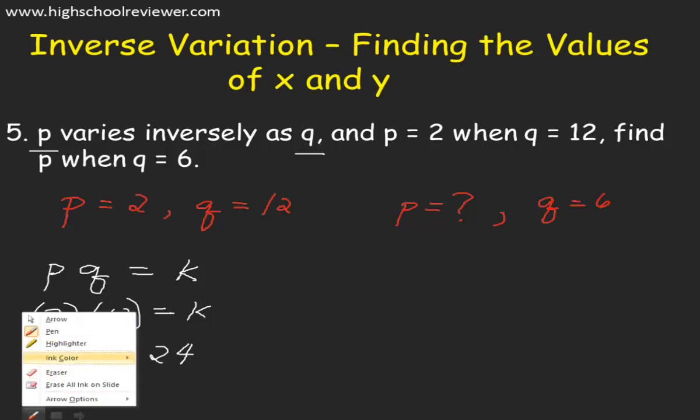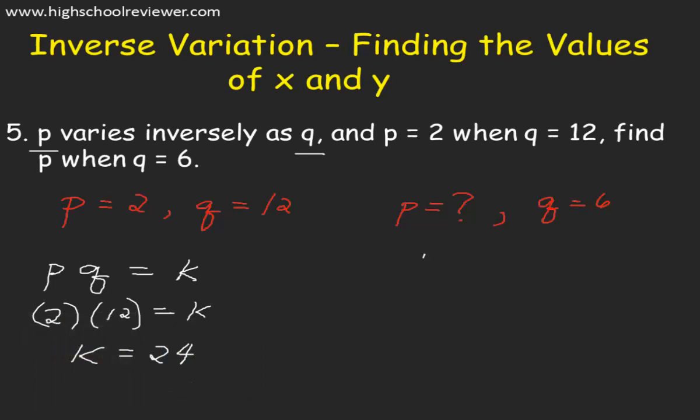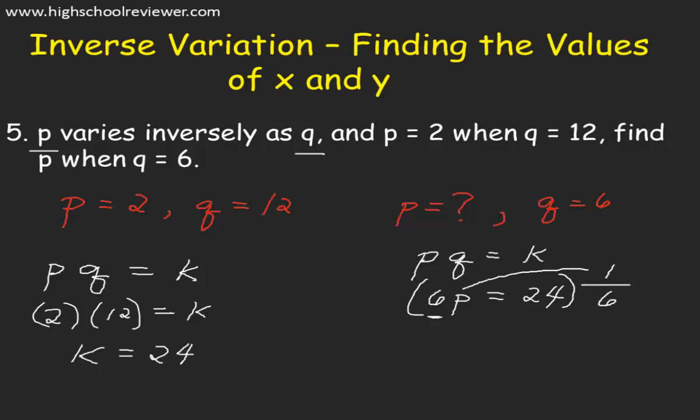We are going to use the same equation. So our equation will be PQ equals K. Our P is the unknown and our Q is 6. So 6P equals K, which is 24. To find the value of P, we need to cancel out 6. So to cancel out 6, just divide both sides of the equation by 6. So we have 6P times 1 over 6, that will be 6P all over 6. And this will be 24 times 1 over 6, that's 24 divided by 6.